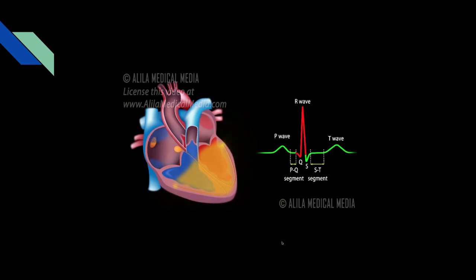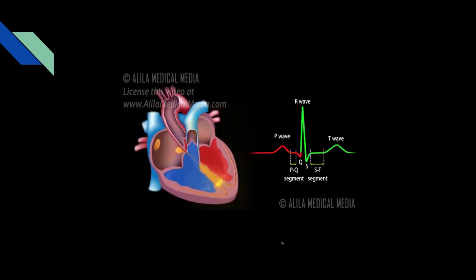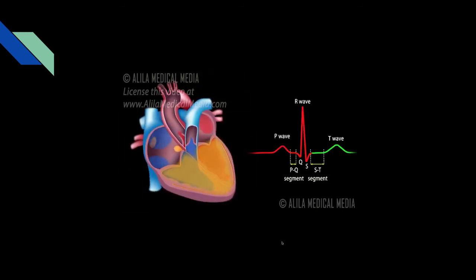The result of the QRS complex is going to be the ventricles deplete themselves of blood, and they're going to squirt blood out of the ventricles and into the arteries, the pulmonary artery and the aorta. Then the last bit, which is the T wave, would be when the ventricle relaxes. And what's actually not shown here is blood actually starts to fill into the ventricles. But then we can put it all together.